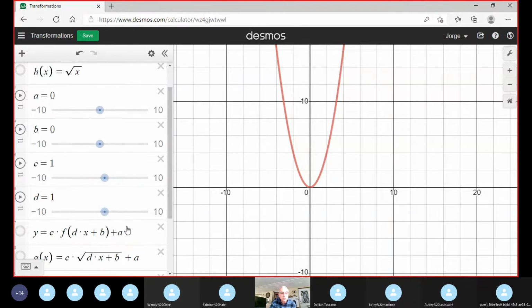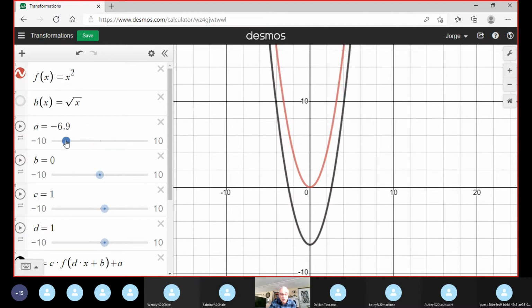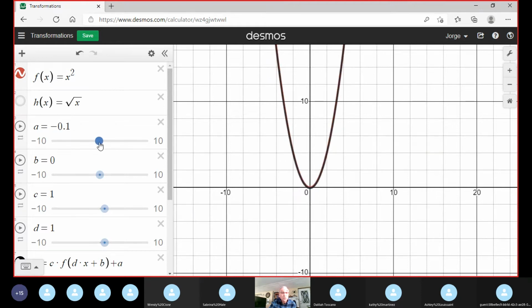Now I want to do some transformation. Entonces now the transformation, in this case, is in black color. I want to change just A, the number outside, plus A. When you move this to the positive, it's a vertical shift up. And when it's negative, it's a vertical shift down. When it's 0, there is perfect coincidence between the basic function and the transformation, since there is no transformation.